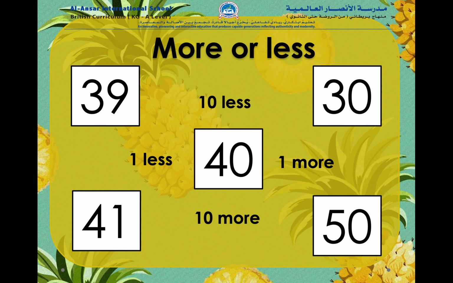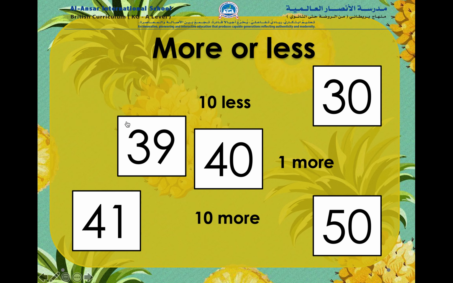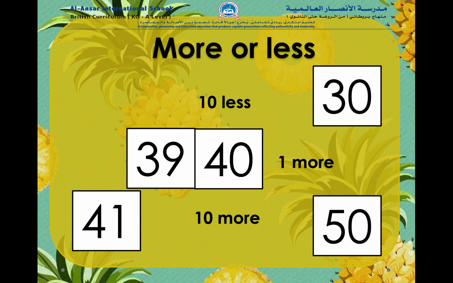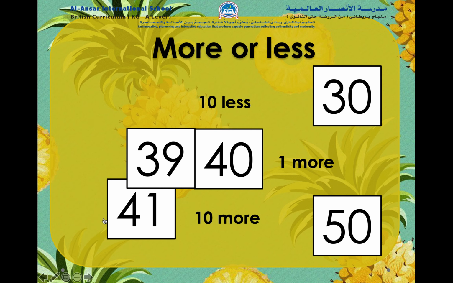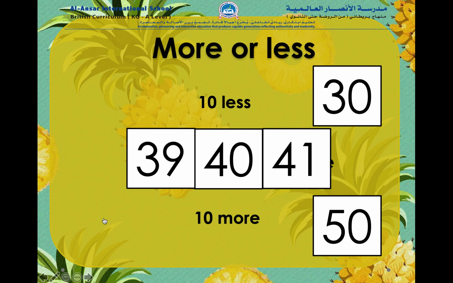And let us try this one for the last time. Now we have the number 40. What is 1 less than the number 40? If you've guessed that the number 39 is 1 less than 40, amazing! What is 1 more than 40? If you've guessed that the number 41 is 1 more than 40, super job!